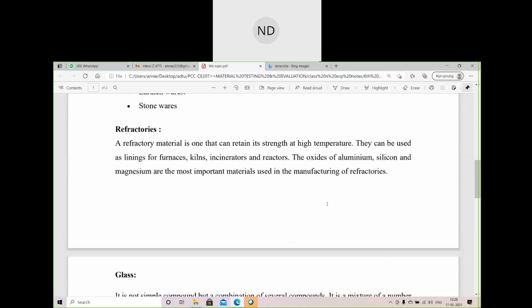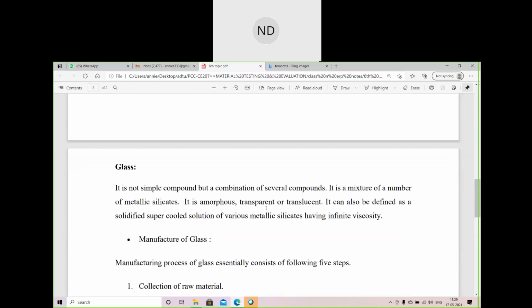Again, the next type of ceramic was glass. So this is another ceramic, which is not a simple compound but a combination of several compounds. Glass is made up of different types of compounds, you can see. That's why it shines. When you see broken glasses, you will see that. Why? Because they are made up of different combinations of compounds. It is a mixture of a number of metallic silicates. It is amorphous, transparent, and translucent. These are the properties.